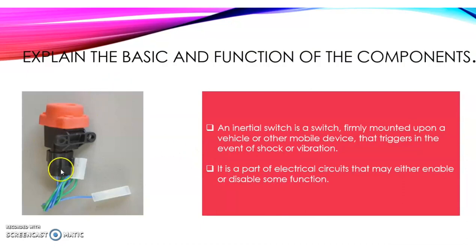Next, explain the basics and the function of the inertial switch. An inertial switch is a switch firmly mounted upon a vehicle or other mobile device. It triggers in the event of shock or vibration. It is a part of electrical circuits that may either enable or disable some function.